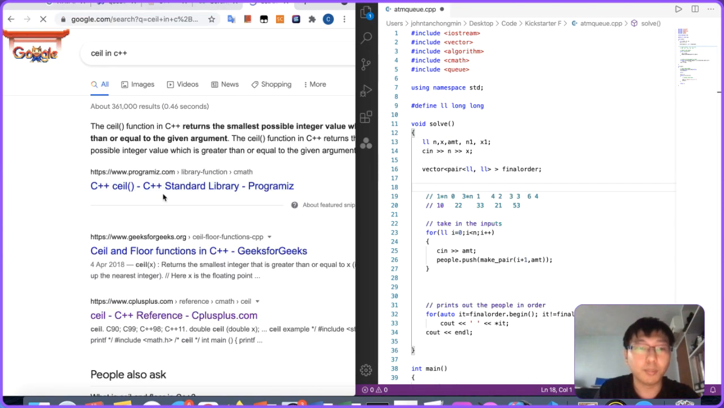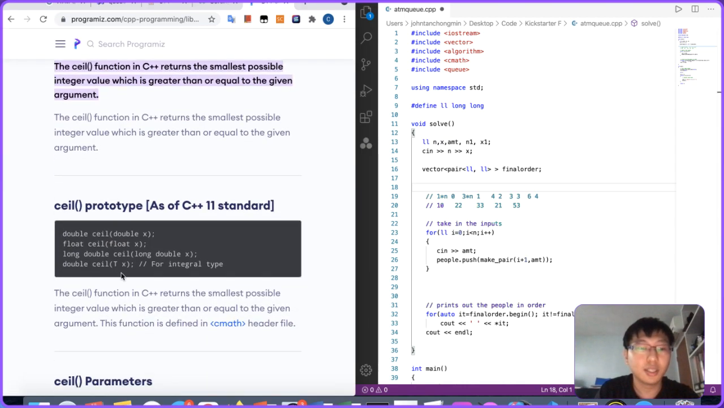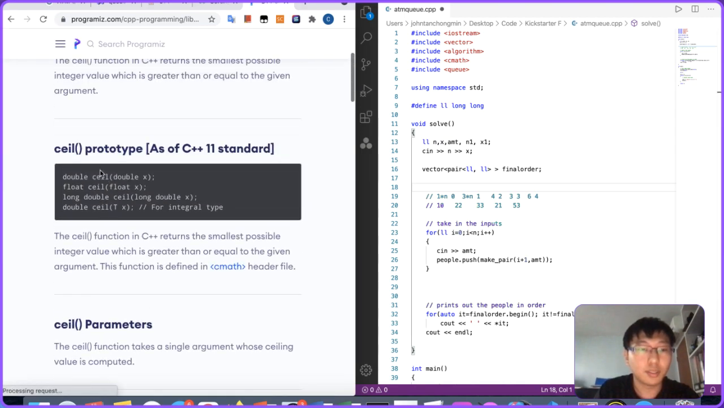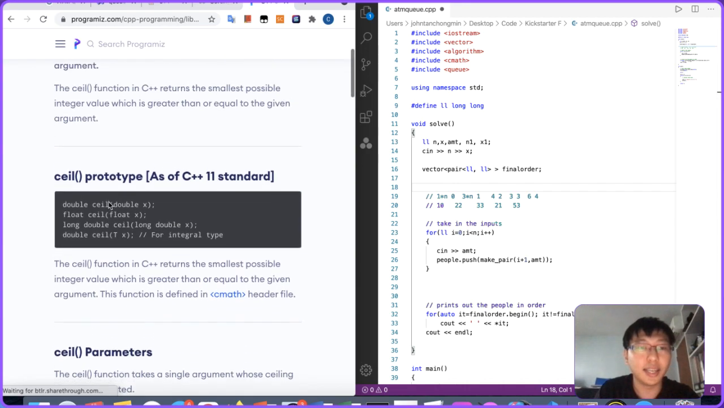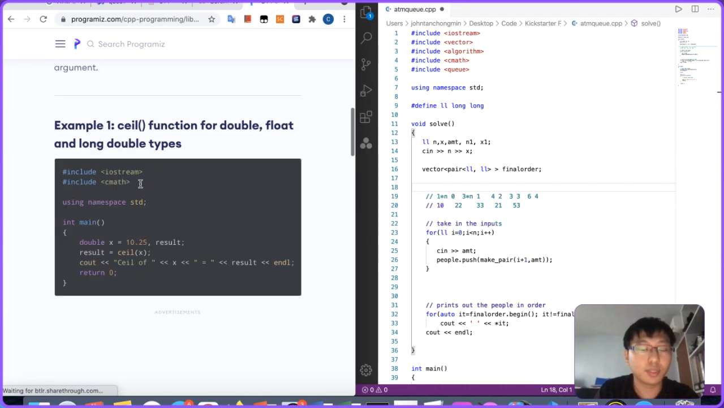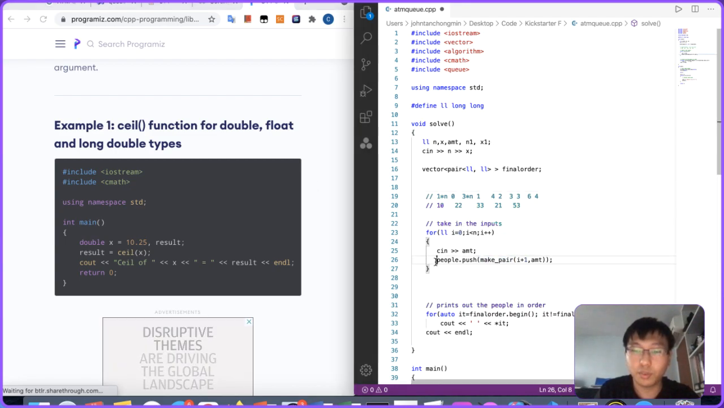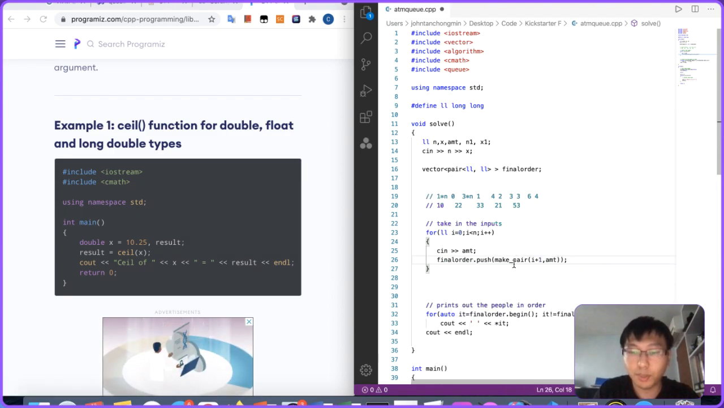If I'm not wrong, it's called math.ceil. Let's just double check what it is. It's just called ceil, C-E-I-L. So ceil is what we need. Okay, so over here we just do a final order push make pair.